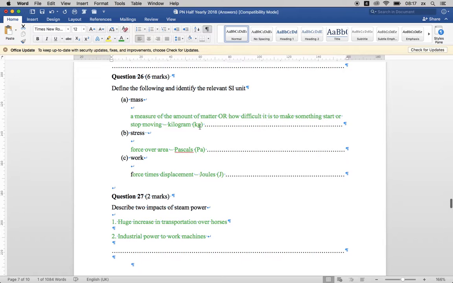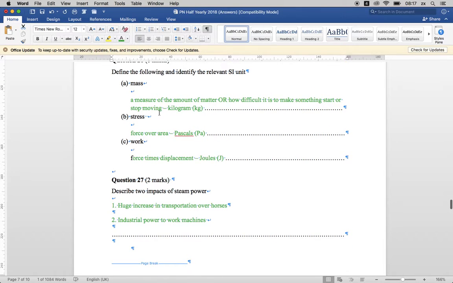So question 26, define the following and identify the SI unit. So mass, defining mass. There's 2 definitions that I'll accept for mass. A measure of the amount of matter. So like the song is, mass is a measure of how much stuff an object has. Or it's how difficult it is to make something start or stop moving. I like to use difficult because hard has a very specific meaning in engineering. And that's measured in kilograms. Kilograms is a base SI unit.